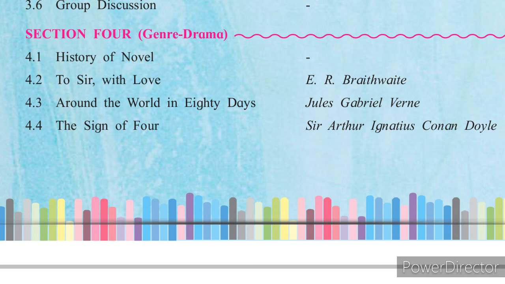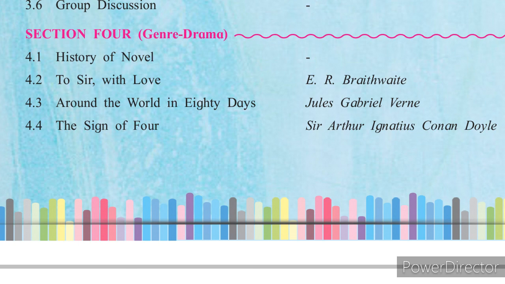Section 4 is all about genre drama, under which the novels are To Sir with Love by E.R. Braithwaite, Around the World in 80 Days by Jules Gabriel Verne, and The Sign of Four by Sir Arthur Ignatius Conan Doyle. Now this is a genre drama which is very important.